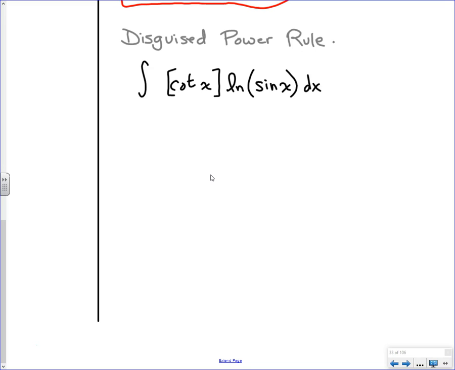Who's U? I said ln of sine x, and then the sine of x is... What? That's the U, but you're close. I think it's plus a power rule. So I think you put cotangent to the power of the cotangent.